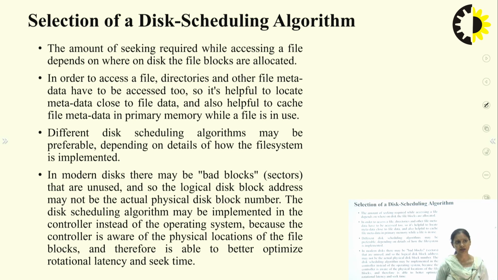In modern disks, there may be bad blocks that are unused, and so the logical disk block address may not be the actual physical disk block number. The disk scheduling algorithm may be implemented in the controller instead of the operating system, because the controller is aware of the physical locations of the file blocks, and is therefore able to better optimize the rotational latency and the seek time.